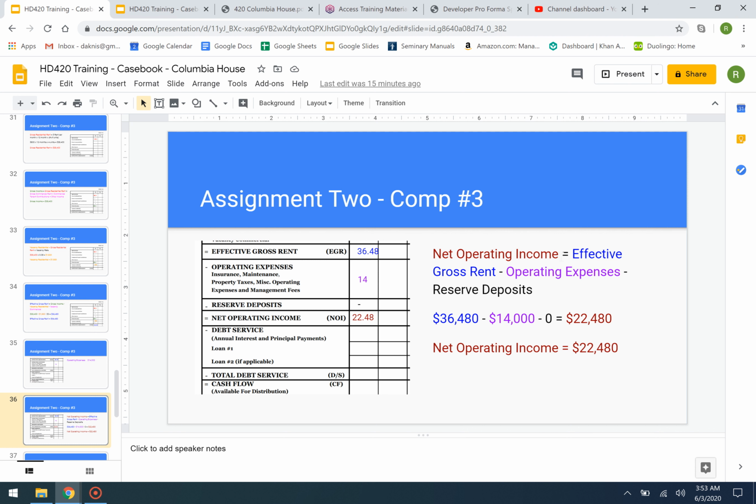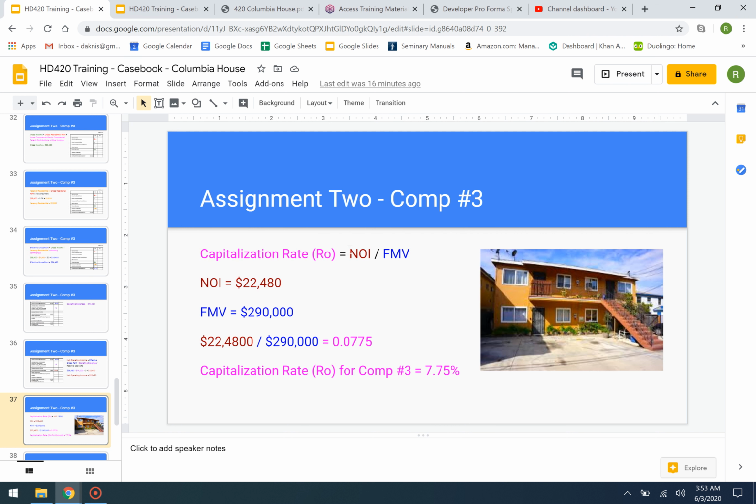Now we can take our effective gross rent minus our operating expenses, no reserve deposits. We end up with $22,480. That is our net operating income for comp number 3. All right, so again, plug it in. Net operating income, $22,480. Our fair market value, we get it from the fact pattern. We end up with this decimal, 0.0775. Move it 2 places, and we end up with a capitalization rate of 7.75%.